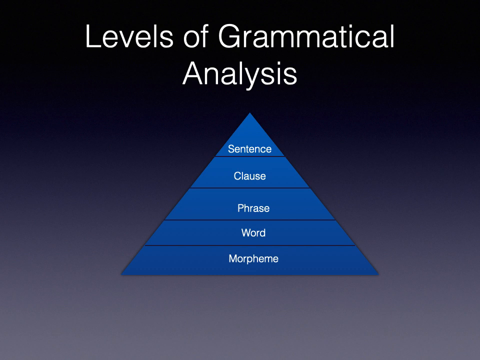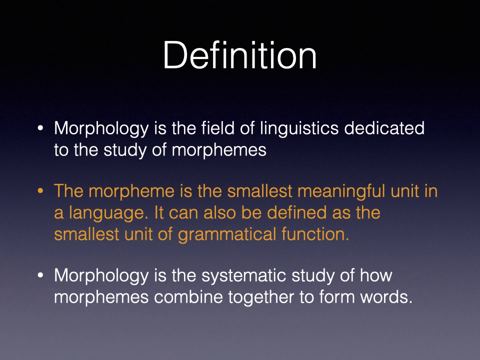So the basic unit of grammatical analysis is considered to be the morpheme, and morphology is the field of linguistics which is dedicated to the study of morphemes. As I already mentioned, morphemes are the smallest meaningful unit in a language. It can also be called the smallest unit of grammatical function. So these are two different ways in which the morpheme can be defined.